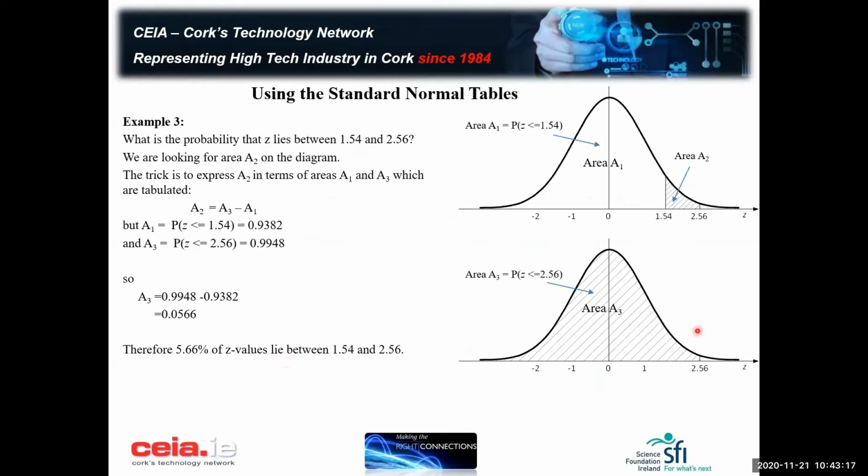Right, so then our desired area here, A2, is A3 minus A1. Again, sorry, that's A2, not A3. A2 is A3 minus A1, 0.9948 minus 0.9382. And we get 0.0566, which is 5.6% of values lying between 1.54 and 2.56.